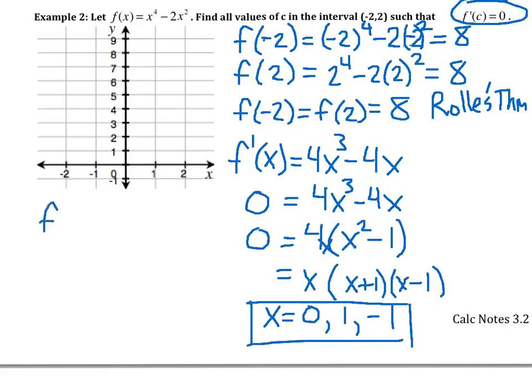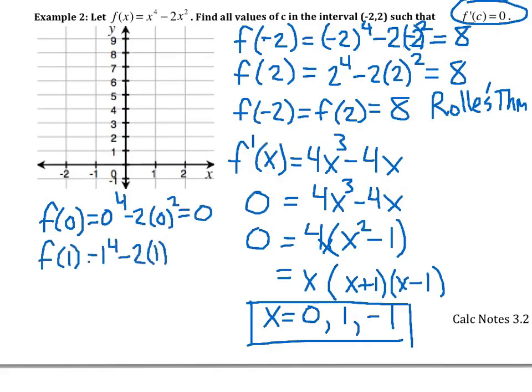So let's find f of 0. That would be 0 to the 4th minus 2 times 0 squared, which is 0. Let's find f of 1, which is 1 to the 4th minus 2 times 1 squared, which is -1. And let's find f of -1, which is -1 to the 4th minus 2 times -1 squared, which also equals -1.